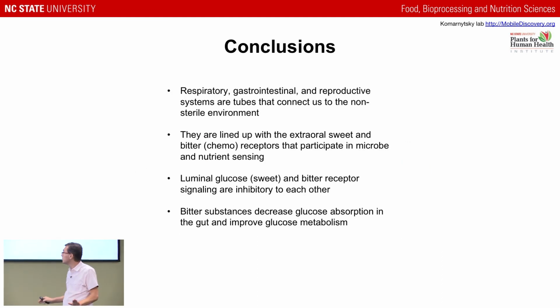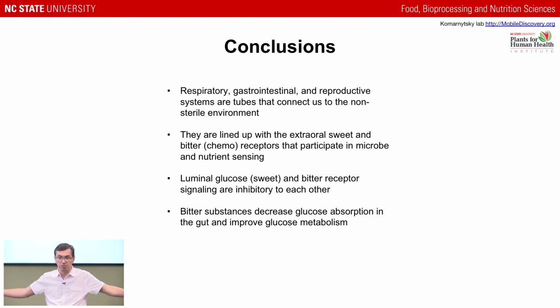I think I'm running out of time. I'll give you a couple of key messages so you can remember the talk, and then I'll let you ask the questions, okay? So basically, what I was trying to tell you is that there are 3 systems in our body, the respiratory, gastrointestinal, and reproductive systems, which are quite unique. They develop from a common source of cells, and they are connected to the environment, even though they are present inside of our bodies.